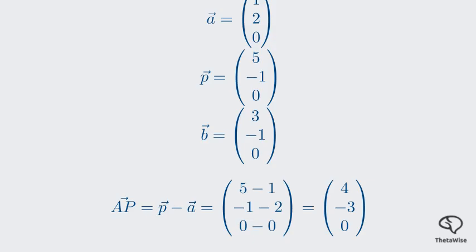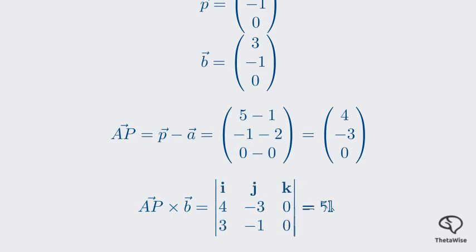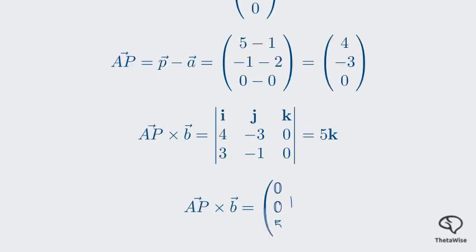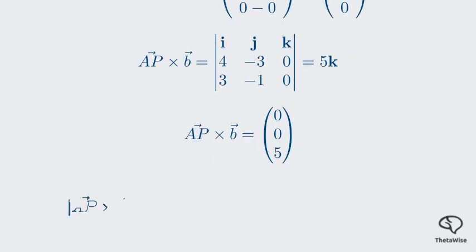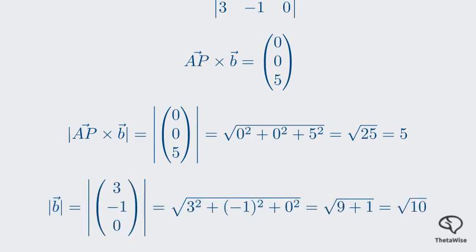Using the determinant method, we calculate AP cross b. The i component is 0. The j component is 0. The k component is 4 times negative 1 minus negative 3 times 3, which is negative 4 plus 9, or 5. So our cross-product vector is (0, 0, 5). Now we find its magnitude and the magnitude of b. The magnitude of AP cross b is the square root of 5 squared, which is 5.